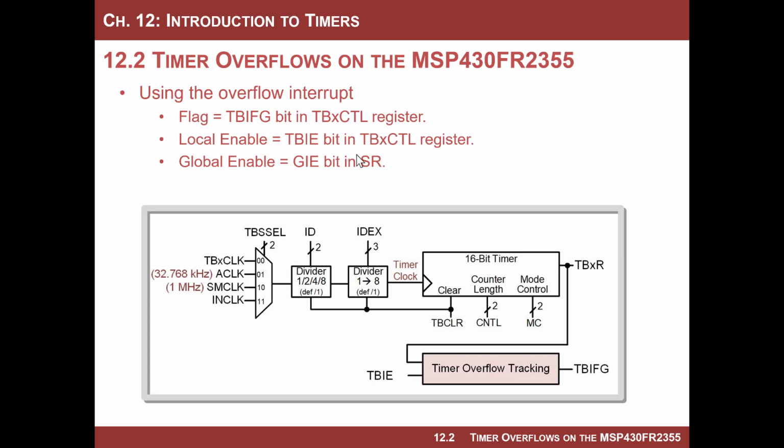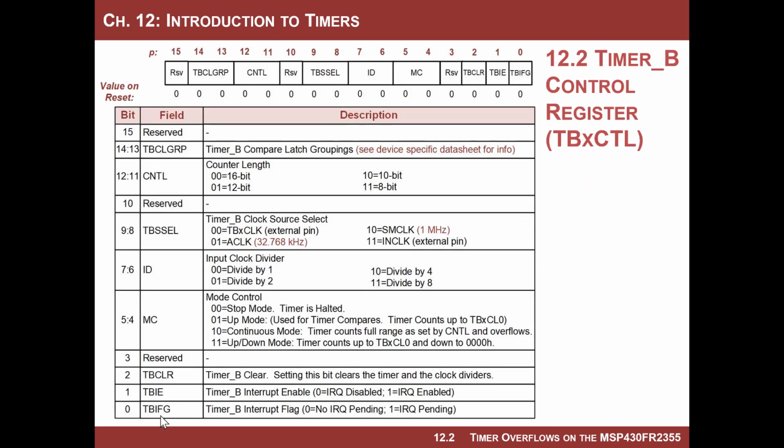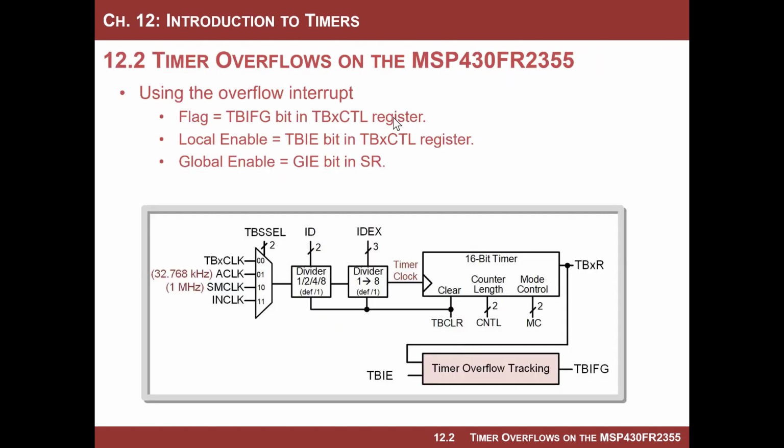Where's that at? Well, it's in the TBx control register. If I go back, it's down here. There it is. It's bit 0, TBIFG. All right, that's kind of neat. So that's where I would see it. Remember, every time it overflows, it sets that. So if you're going to have an interrupt service routine that does something based on overflow, you've got to clear that little buddy every time.